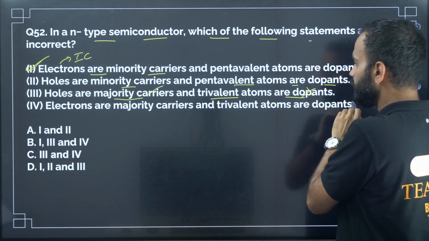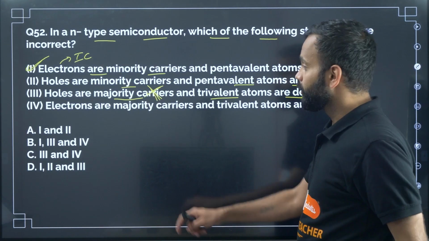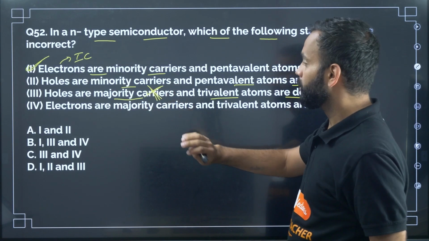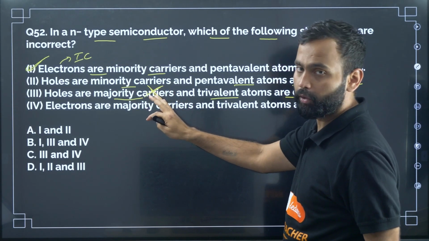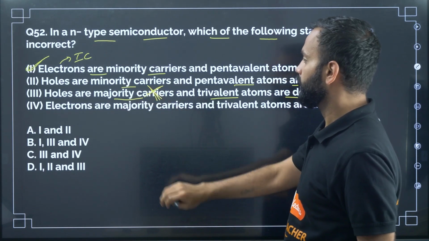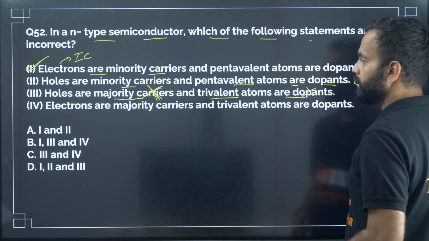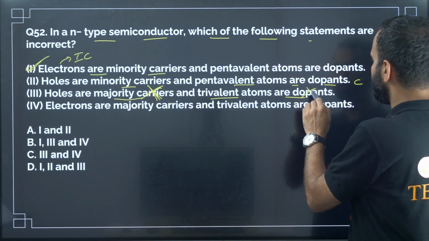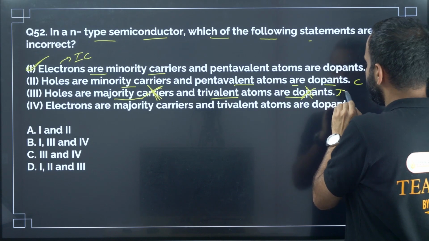Holes are majority carriers, wrong. This one is also wrong. Actually in N-type, holes are minority carriers, not majority carriers. So the first part of the third statement is wrong, and the second part of the third statement is also wrong. So this is the incorrect statement.